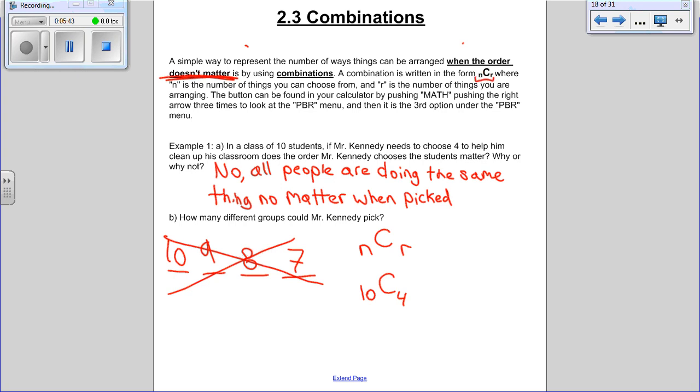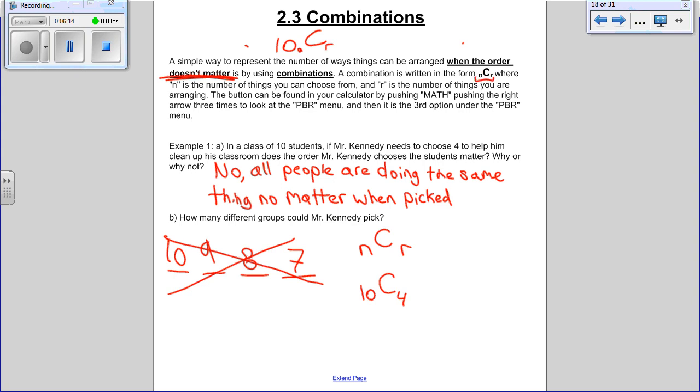So I would turn my calculator on, I would go 10, and then I would find my button for combinations. If you click math, and then over 3 times to be under PRB, you'll see it's the third option, nCr. And when I hit enter on that, my calculator looks like this. That says 10 nCr. That's what pops up on my calculator right now.